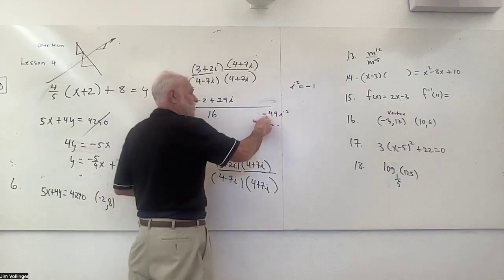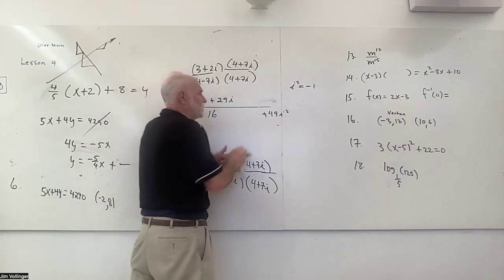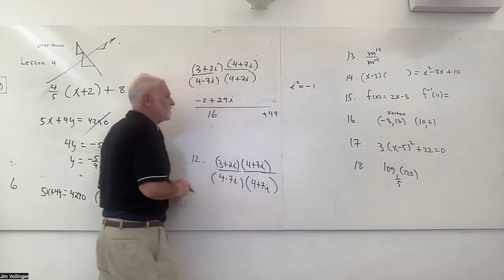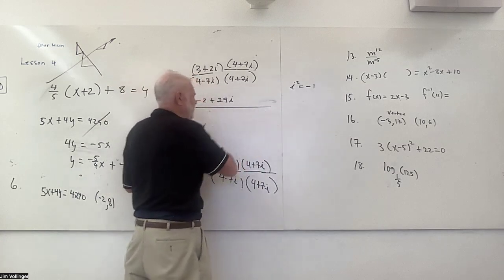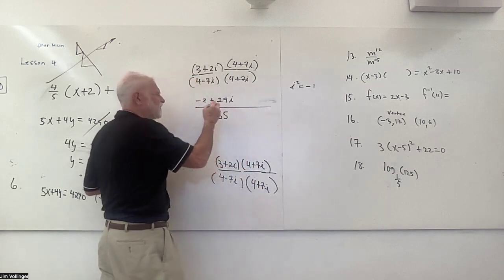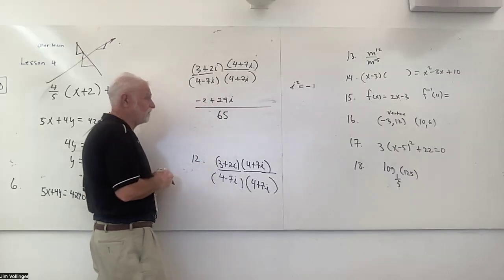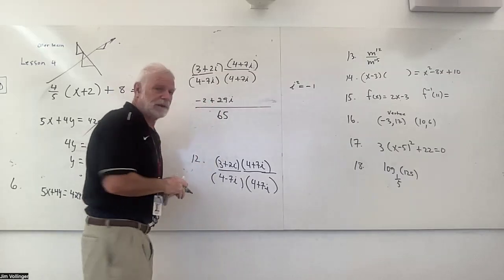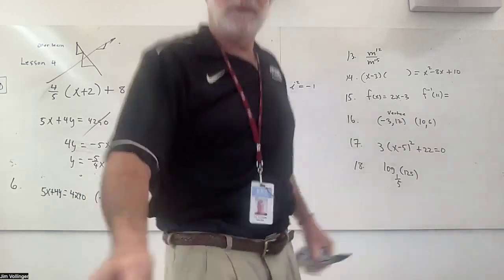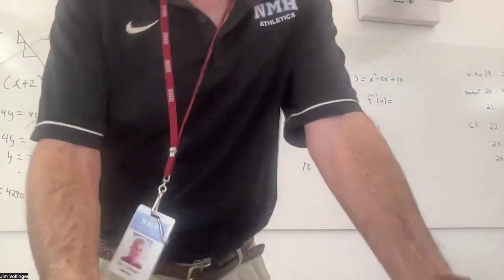i squared changes the sign of what's in front of it, makes it positive. 16 plus 49 is 65. I hope I just did that right, 65. All right, that's how bad my memory is. Hence, retirement.